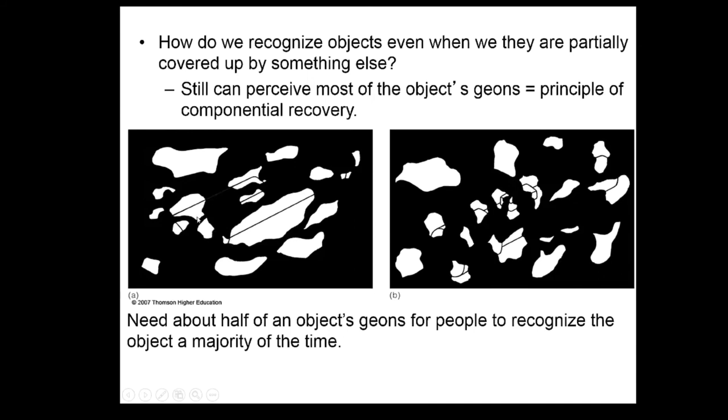Also notice the picture on the left just doesn't have much depth information, again, because the edges of the geons are all missing. And so it turns out that we need about half of an object's geons for people to recognize the object a majority of the time. So again, the idea that we can recognize an object even if we don't see all of it, so long as we can recognize the geons that make it up, is the principle of recoverability.